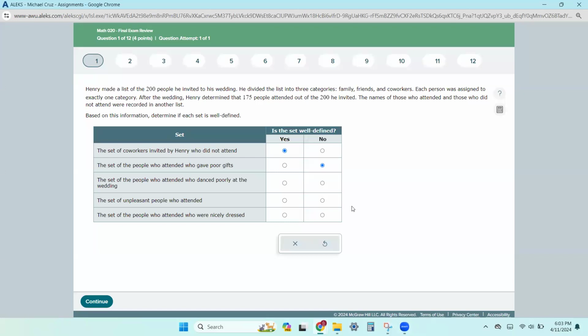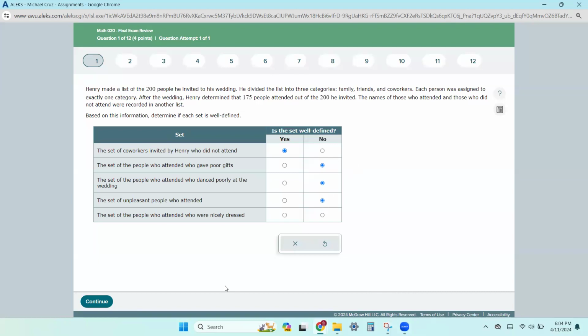Now, the wedding doesn't mention anything about dancing, so what about this one? The set of people who attended who danced poorly at the wedding. No. There's nothing even in there about dancing. Maybe if there was a list with contest results, maybe, but this is no. The set of unpleasant people who attended the wedding. No. You see anything up there? No, he doesn't have that. Maybe he's got a mental checklist, but he doesn't have one that's well defined.